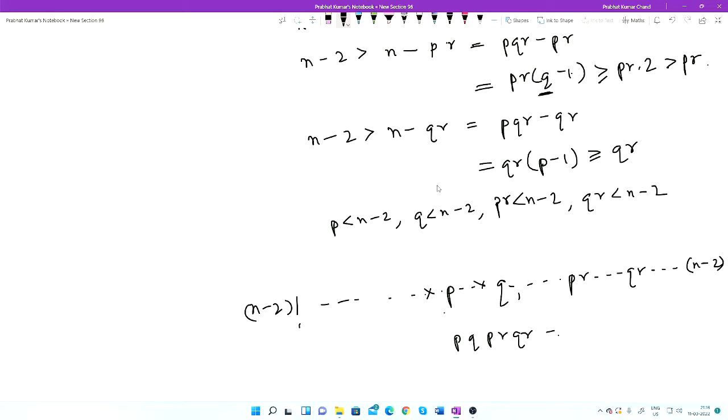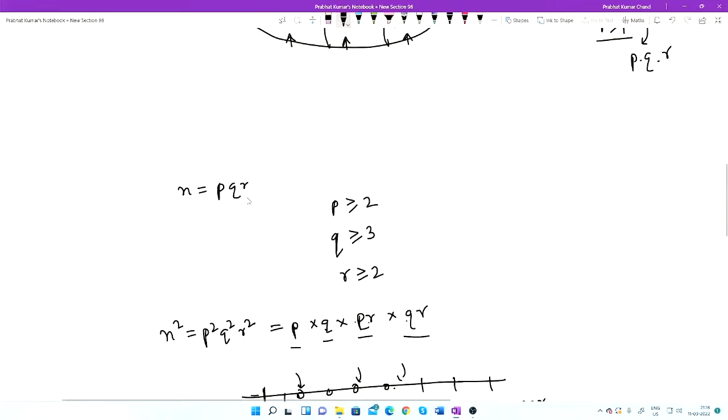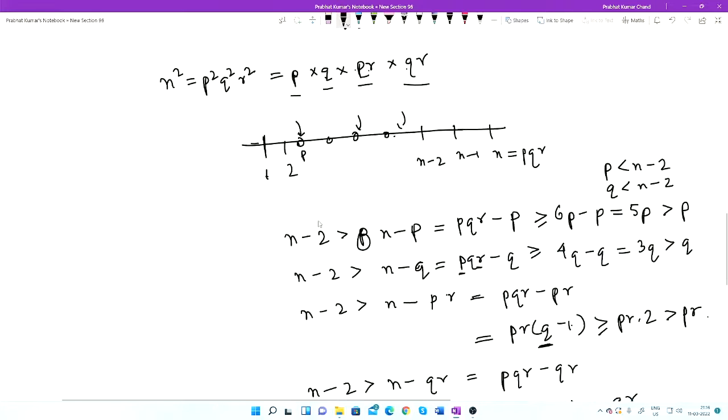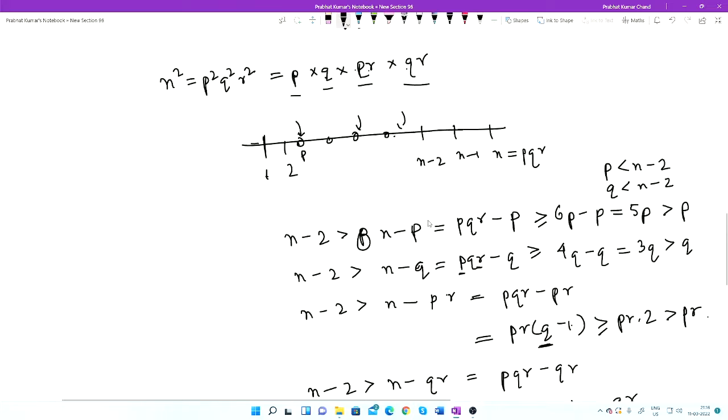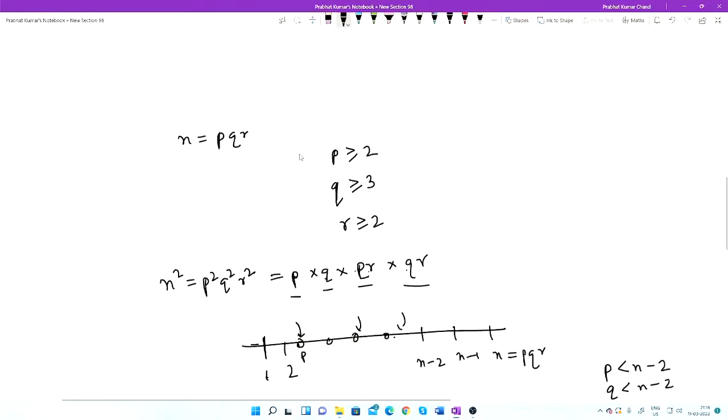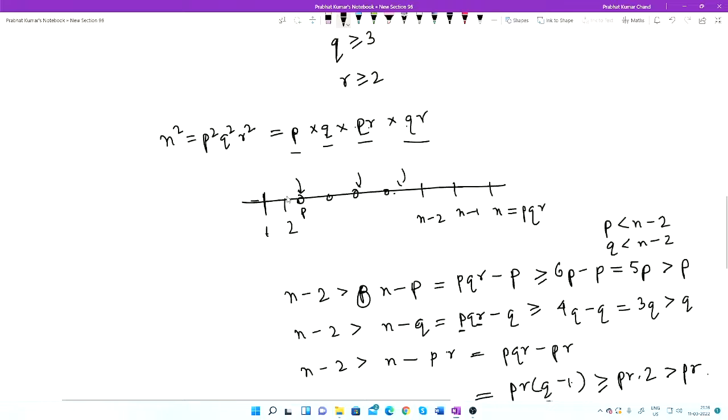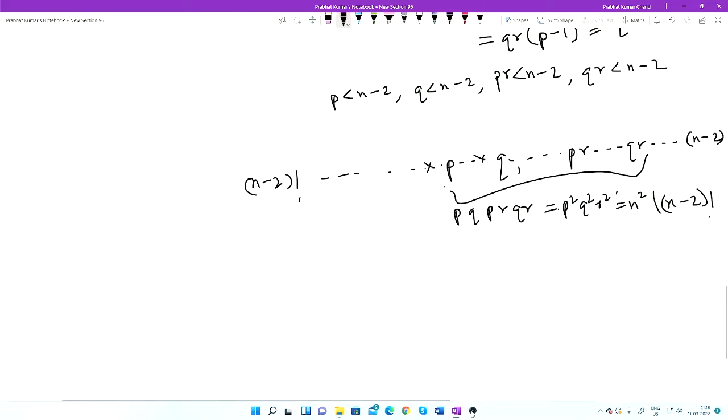So this whole factor, which is p square, q square, r square, will obviously be a factor of n minus 2 factorial, and will automatically divide n minus 2 factorial. So there can be no number of this form pqr whose square can divide n minus 2. So it will not divide n minus 2, because always its square will divide n minus 2 factorial, right? So if this number is of this form, right? So this was case 1.